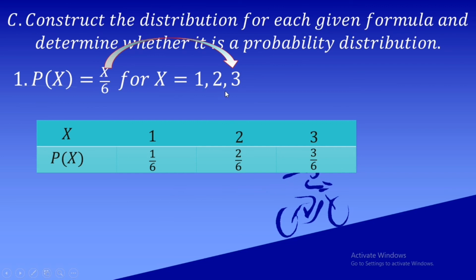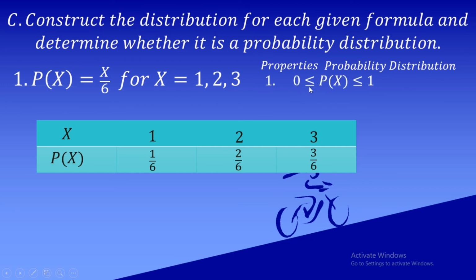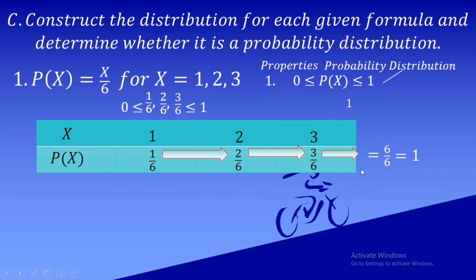To determine this is a probability distribution, let's check the properties of the probability distribution. Okay, number 1, 0 is less than or equal to P of x, less than or equal to 1. So, let us check, ang probability natin kapag nasa gitna ng 0 and 1. So, ibig sabihin, it agrees with the property. Okay, check. To get the sum, 1 plus 2 plus 3, that is 6 over 6, which is equal to 1. So, the summation of P of x is equal to 1. So, it agrees with the probability distribution.